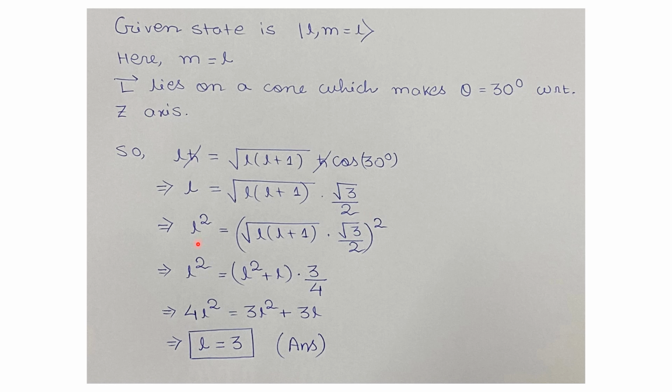Now we'll square both sides, so we'll get L square equals root over L into L plus 1 times root 3 by 2, whole square. So L square equals L square plus L times 3 by 4. Hence we will get 4L square equals 3L square plus 3L, and from here we can get L equals 3. So this is our answer.